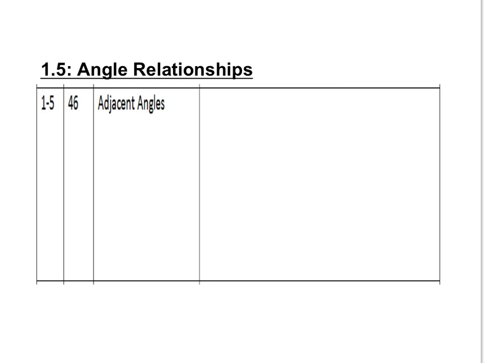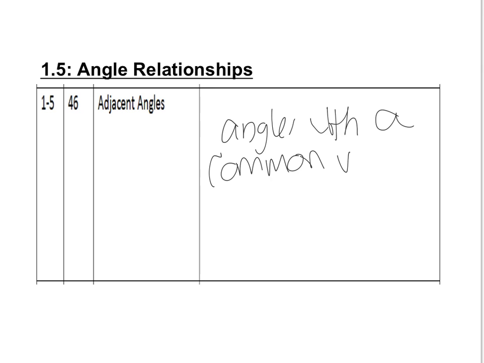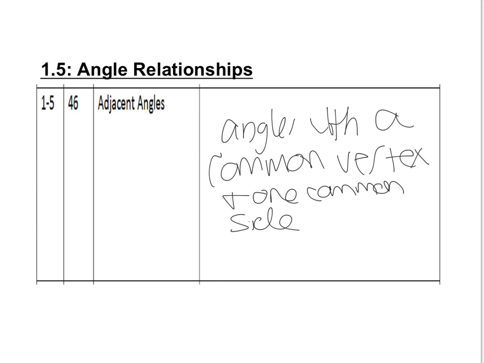So adjacent angles are angles that are right next to each other. So angles with a common vertex. Ignore my handwriting, it's really bad on this tablet. So angles with a common vertex and one common side. Okay, it basically means that they're next to each other.